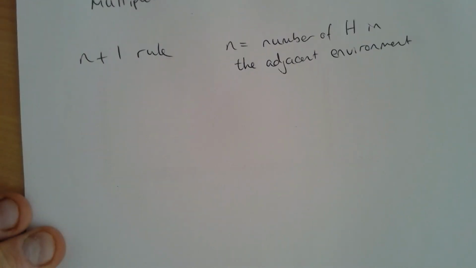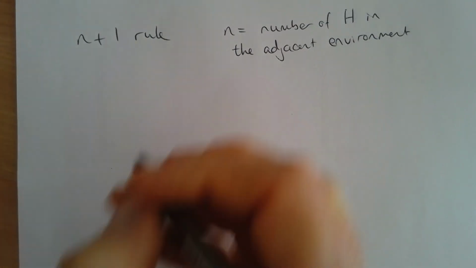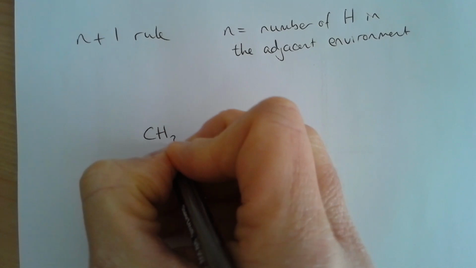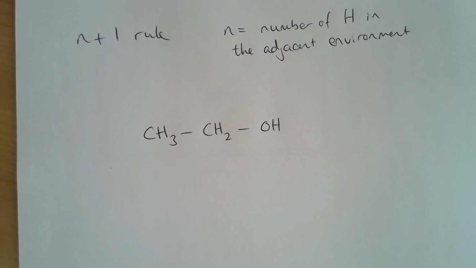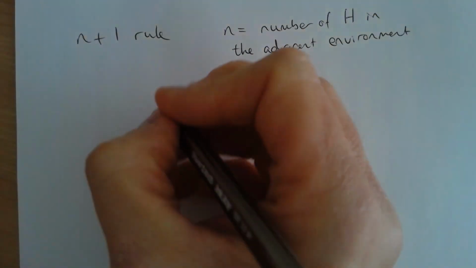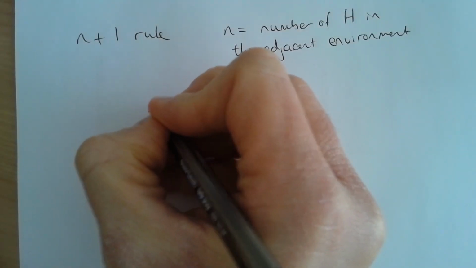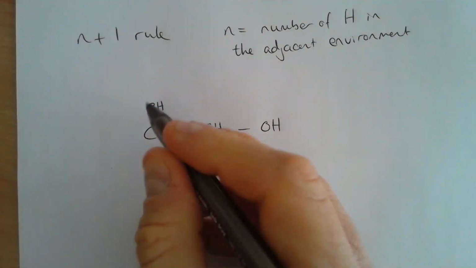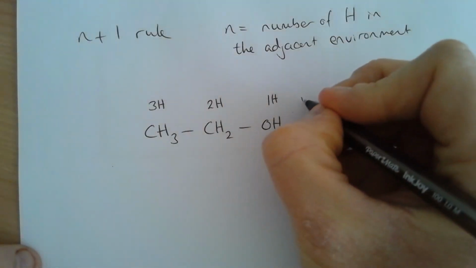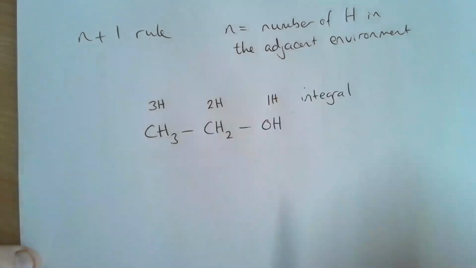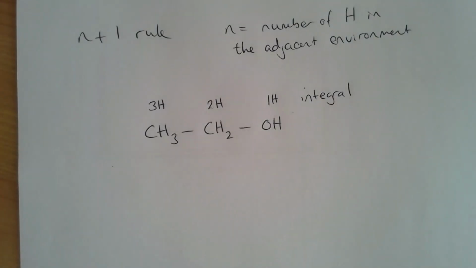So let's have a look at what we would expect the splitting to look like for a really straightforward compound, ethanol, and it also allows us to think about the OH peak there. So we would expect to see 3 peaks on our NMR spectrum. They would have the relative peak heights or integral of 3H, 2H and 1H. Remember that the integral tells us the number of hydrogens that are in that environment. It doesn't tell us about the splitting pattern, and that's where I think people sometimes get a bit confused.